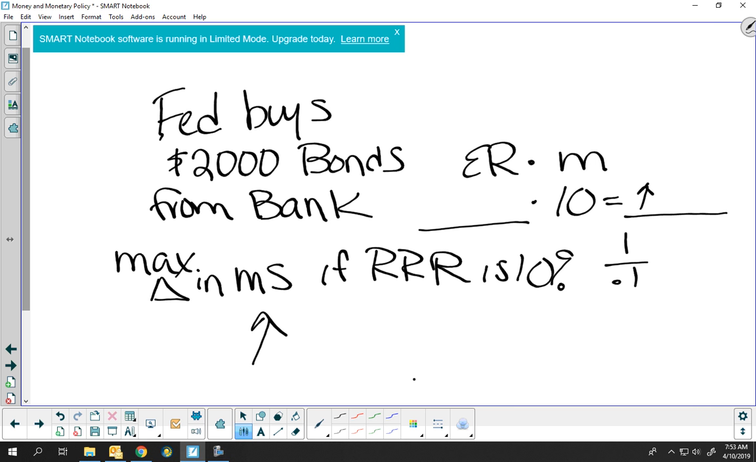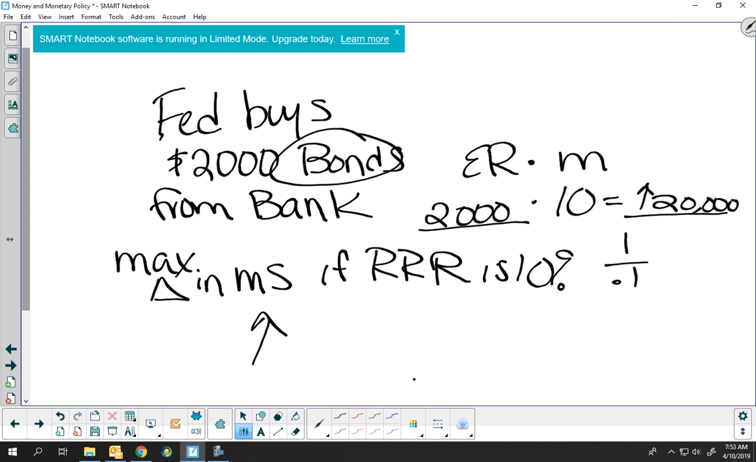Isaac? The full 2,000, because you don't have to reserve anything that wasn't deposited in your bank. You don't have to take any required reserves out of a bond, because a bond is not a deposit. If someone deposits money, sure, you take some out and don't loan all of it. But if it's a bond, you can loan out all of it. So it's 2,000 times 10, it's going to increase by $20,000.